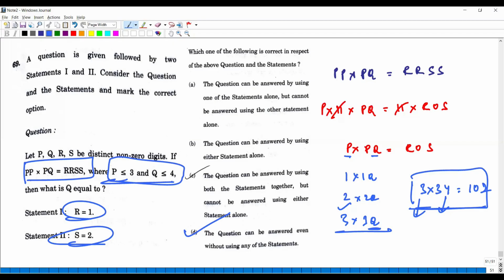P cannot be 4, so only 3 you have to check, because 3 into 32 or 3 into 31 will be less than 100. Only 34 gives more than 100. That is the reason Q is 4 and P is 3. So you don't need statement 1 and statement 2 to answer this. Okay, thank you everyone.